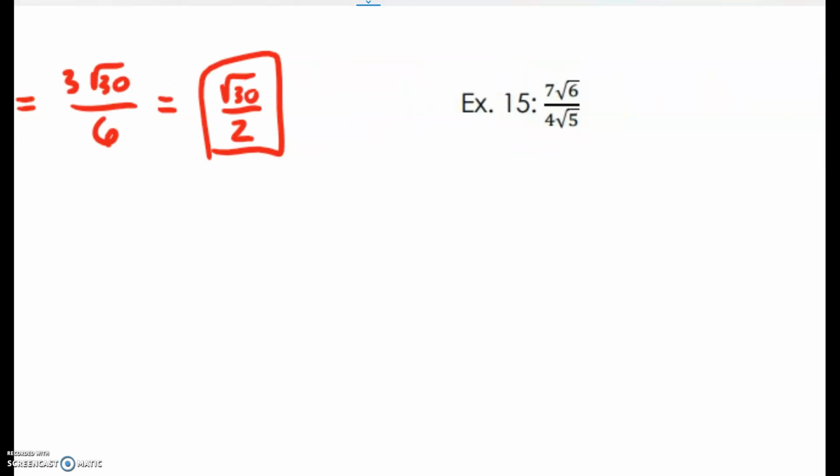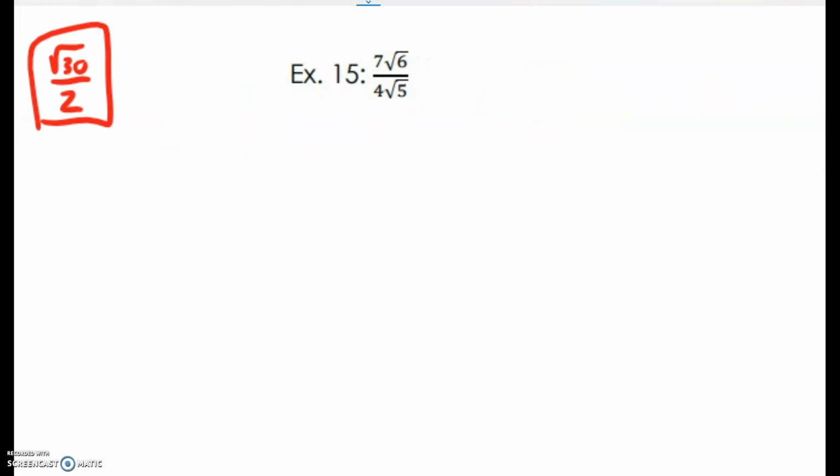Alright, let's try number 15. Okay, so we see the issue here. The issue is we have a radical 5 in the denominator. I need to get rid of that. So I'm going to multiply by radical 5 to top and bottom.